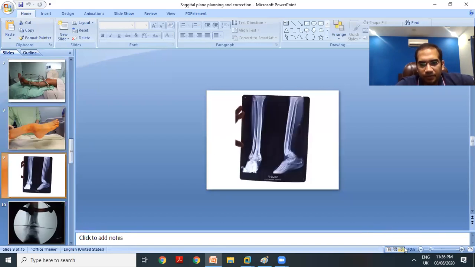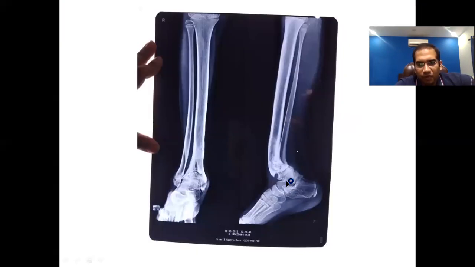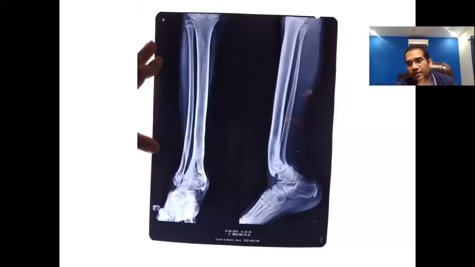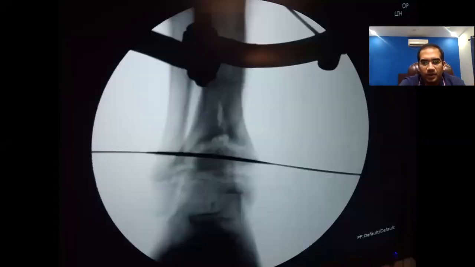Here you can see the deformity. I drew a line at the joint orientation of the ankle. The diaphyseal line was drawn, the CORA was here. The magnitude of the deformity was 56 degrees over here. So again, I decided to do a posterior gradual opening wedge and correct the deformity.